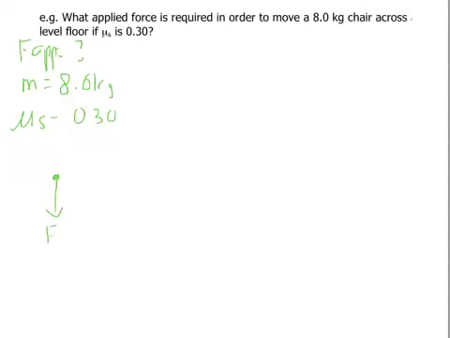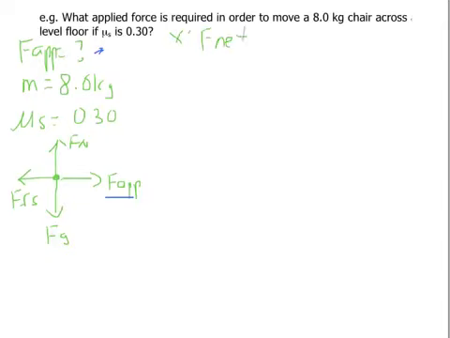Here we have our free body diagram. Acting down is the force of gravity. Acting up is our normal force. To the right, let's push the chair to the right, is our applied force. And to the left is our static friction force. Because we're looking for the applied force, and the applied force is in the x direction, let's look at the x direction first. So F net is F app plus the force of static friction.